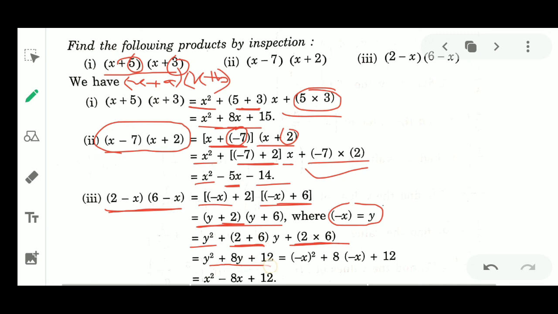Now put the value of y, that will be (−x)² + 8 into (−x) + 12, that is x² − 8x + 12.